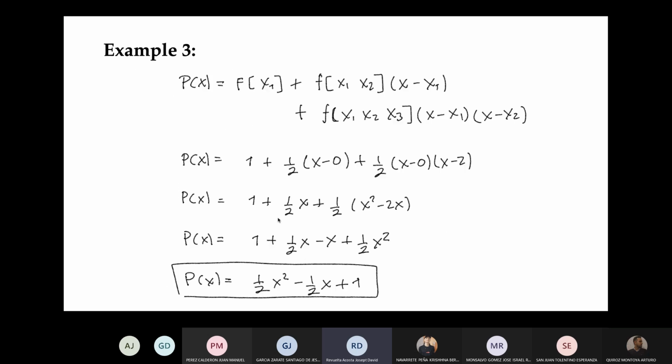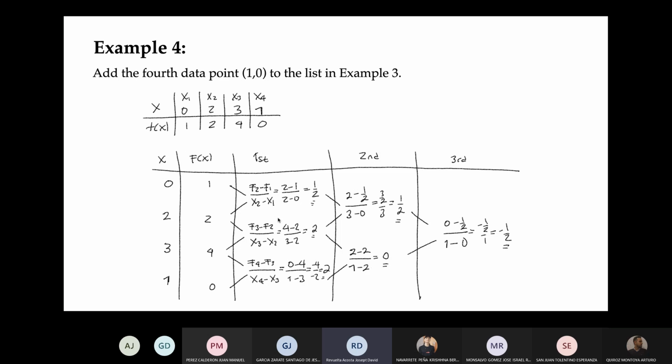So let's just do one more example. In this example, it says to add the fourth point 1, 0 to the list in example 3. So we have all the points, but we are adding 1 and 0. And here you're going to see the advantage of the Newton divided differences.